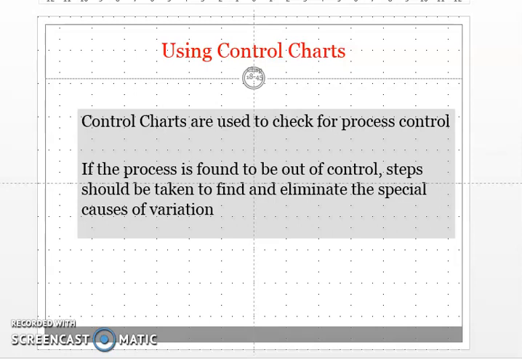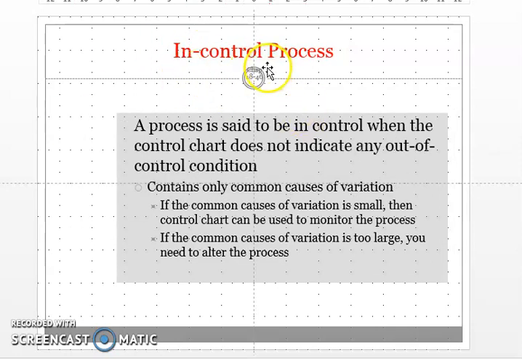In the previous video, we have seen that control charts are used to check the process control, and if the process is out of control, then steps should be taken to find and eliminate the special cause of variation. Now we will see that when the process is in control, the control chart does not indicate any out of control indication. It contains only common cause of variation.